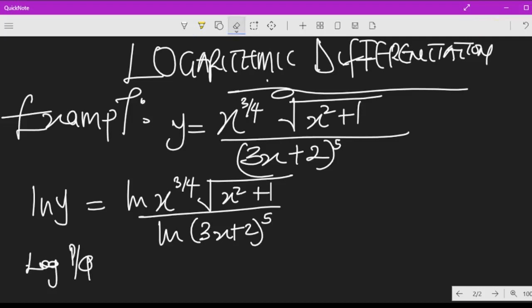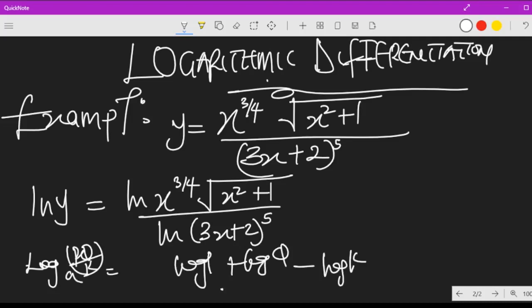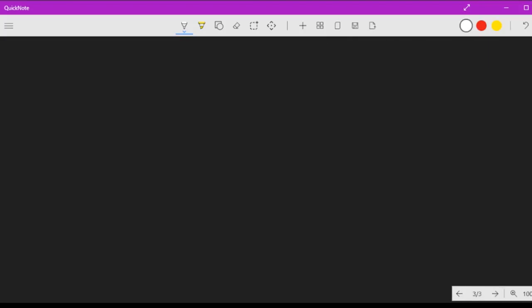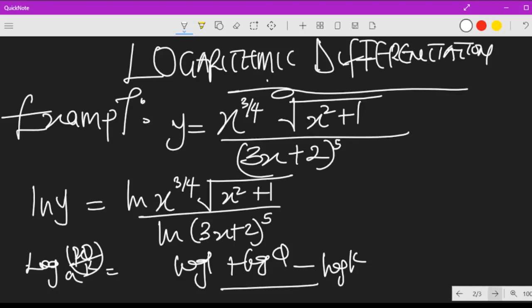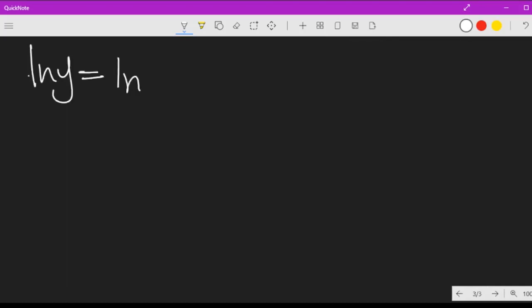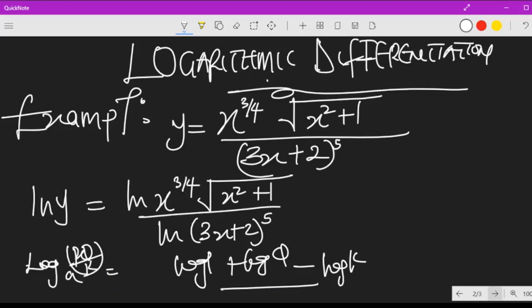let's just say that we have pq divided by k, let's say base a, can be written as log p plus log q minus log k. This is the law for logarithms. So for having a question like this, what we now have is ln y is equal to ln of x raised to the power 3 over 4, plus ln of the square root of x squared plus 1.